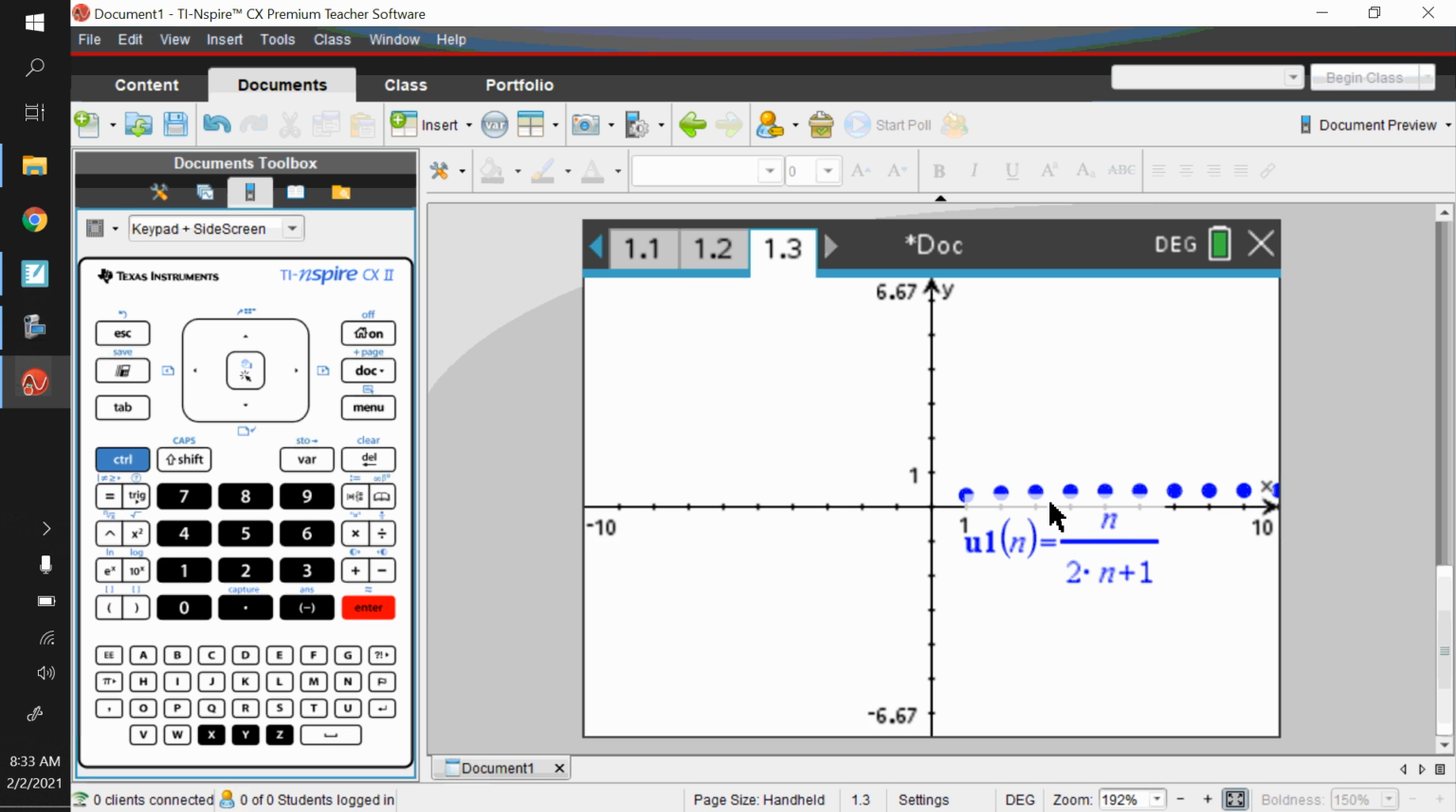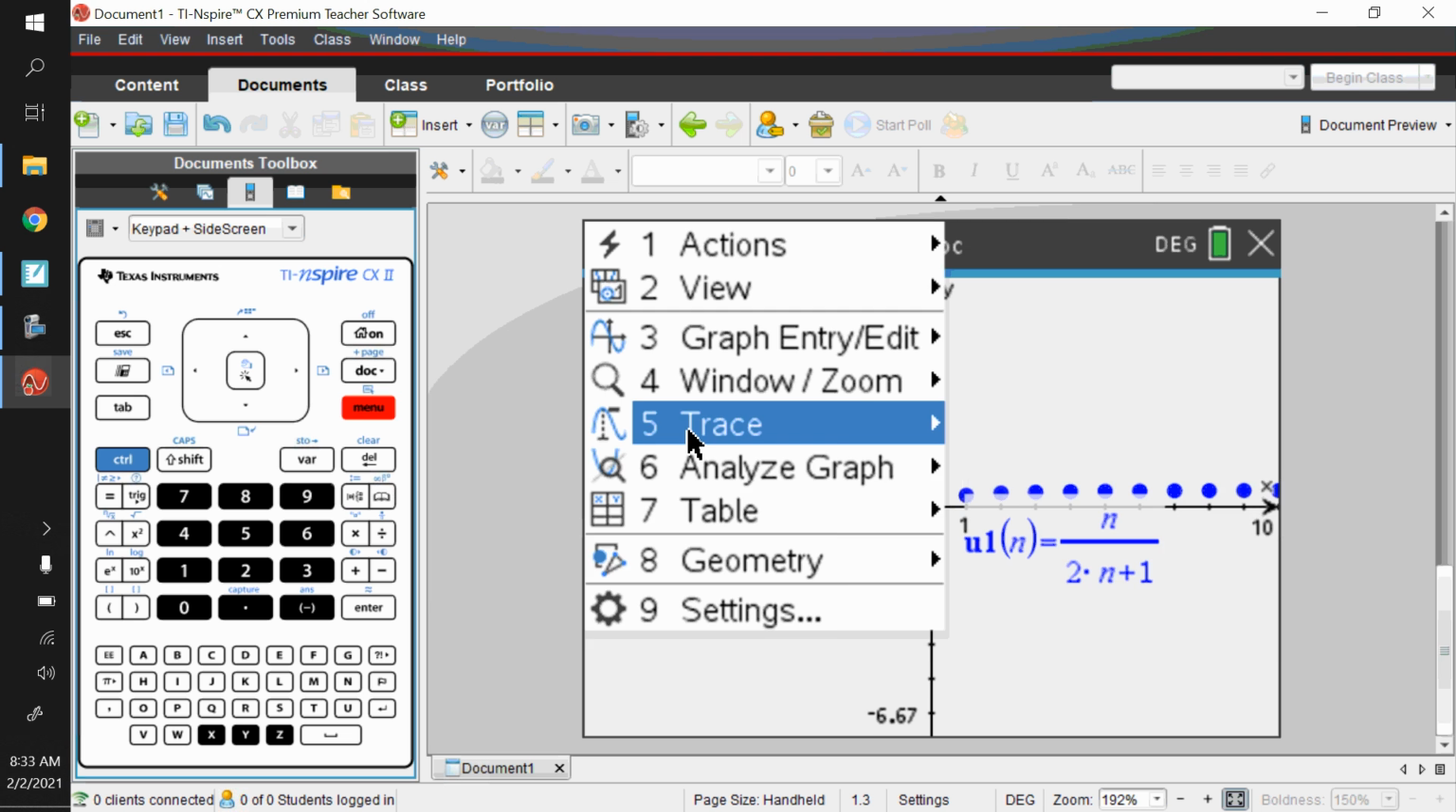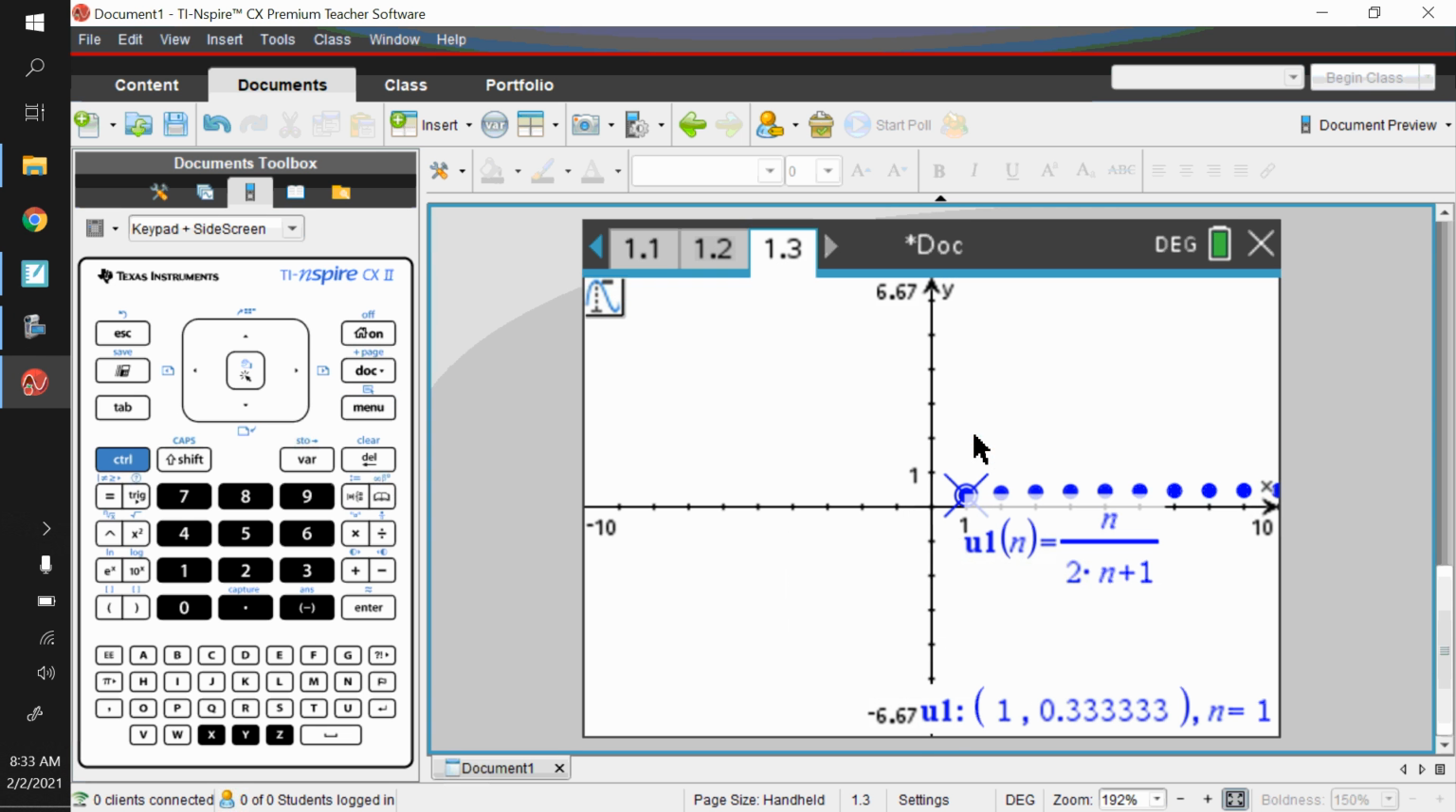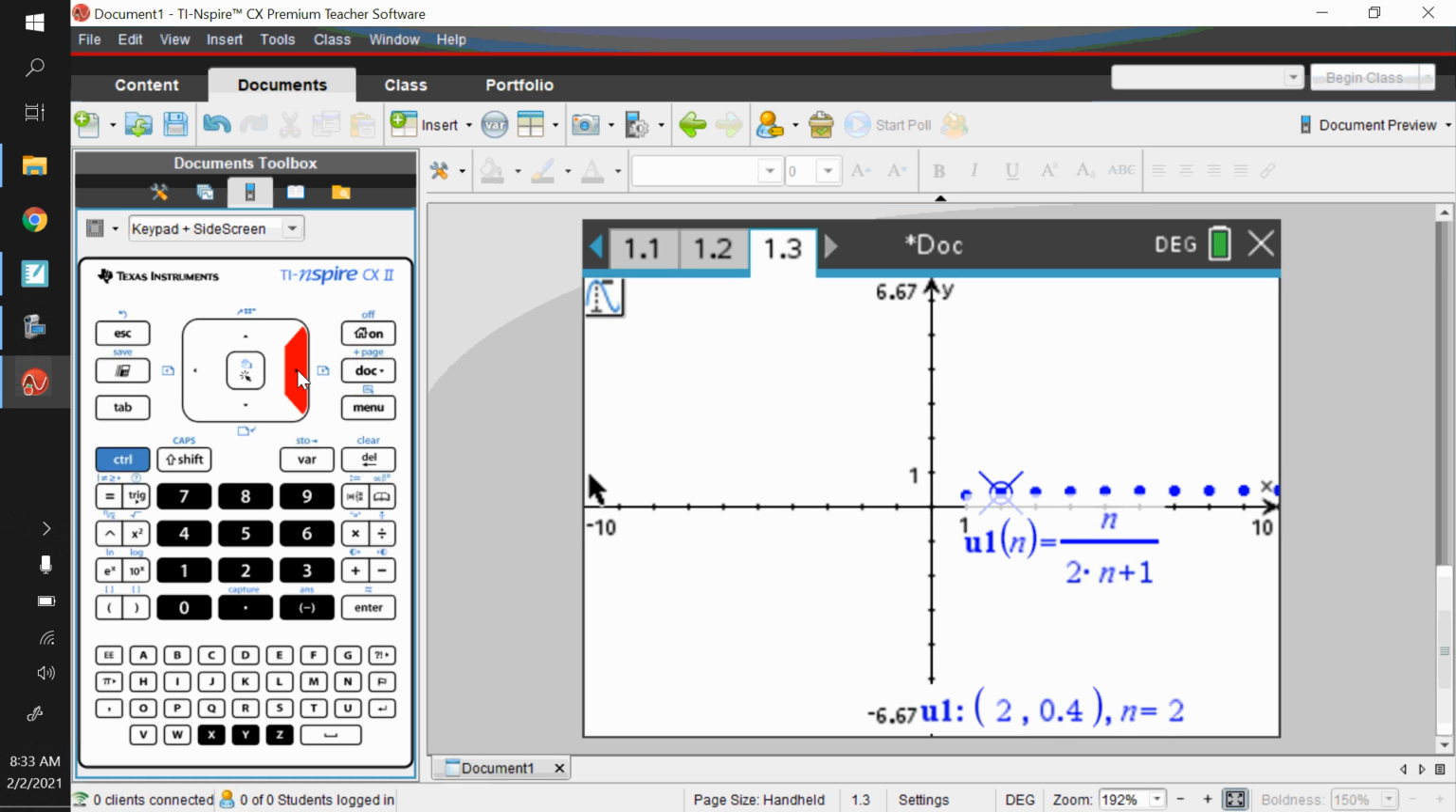And if you enter, those are all our terms. Now, a couple things we can do. If we do menu, trace, and graph trace, it's going to give us each of the values. So this is telling us when n is 1, we get 0.3333 back. There we get 0.4, and if you just keep hitting the right arrow, it'll give you each of the values. Now the downside is that's in decimal form.